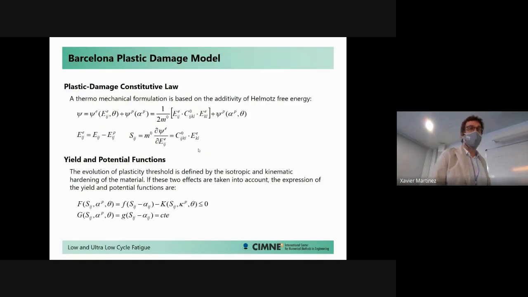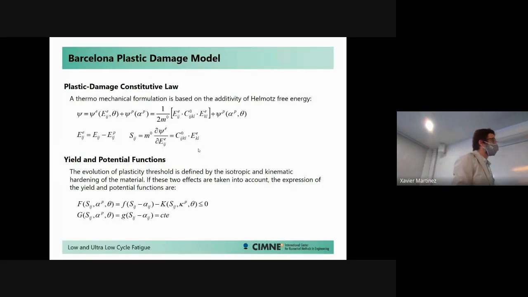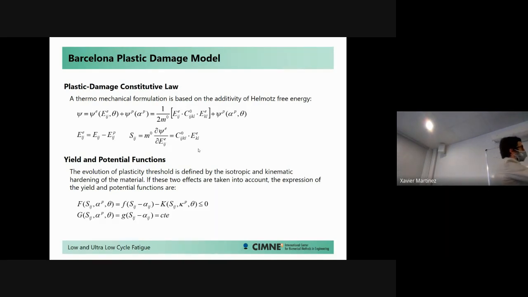So let's see if this works in this way. First, I'm just going to show you very briefly the main equations of the plastic model. I'm sure you already know that. It's based on the additivity of the Helmholtz free energy. The total free energy contains the elastic part and the plastic part. It can be written that way. The elastic strains are the total strains minus the plastic ones, and the stresses are produced only by the elastic strains.